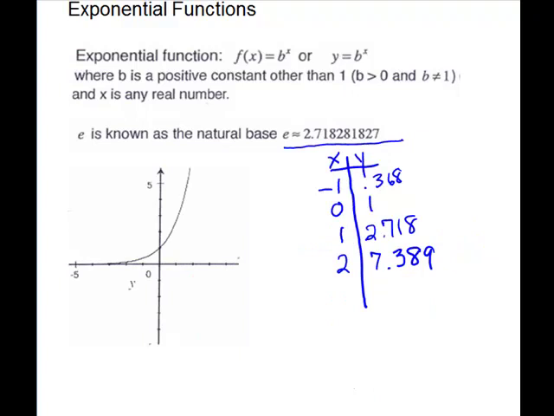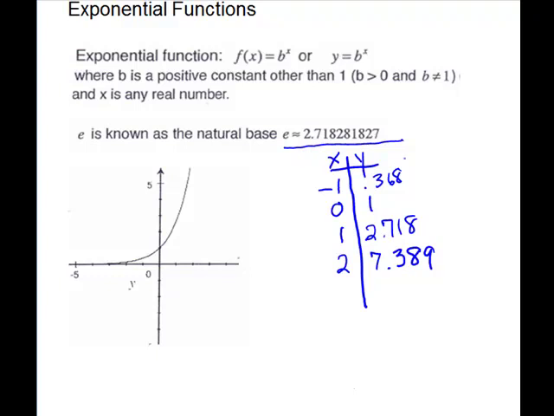Next, we'll look at the exponential function with the base of e. E is known as the natural base, and e is a decimal that continues on and on. 2.718281827, and it continues. Notice the value of it. It is between 2 and 3. So this graph is going to be between the graph of f of x equals 2 to the x and f of x equals 3 to the x. So not quite as steep as f of x equals 3 to the x.